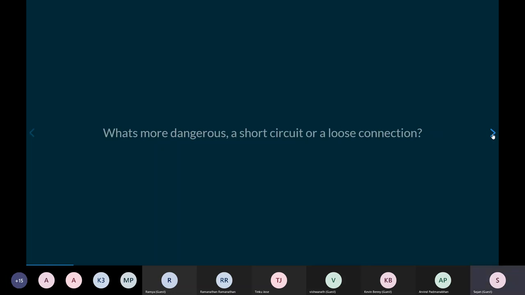So Arvind, is there chat available on the meeting? Or chat is available, but you can give a pause. They can ask questions through their microphone.